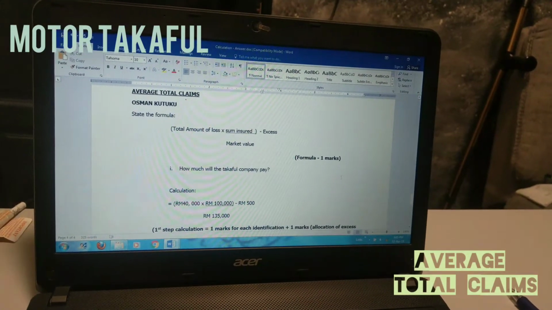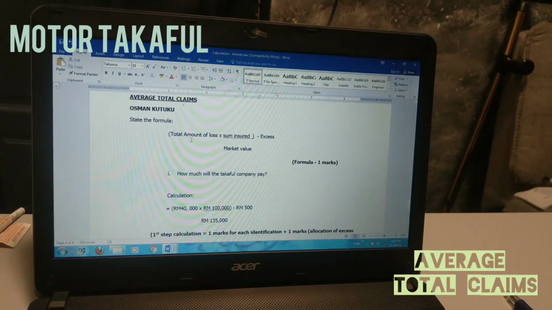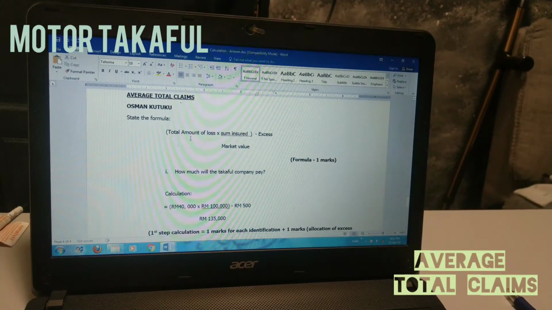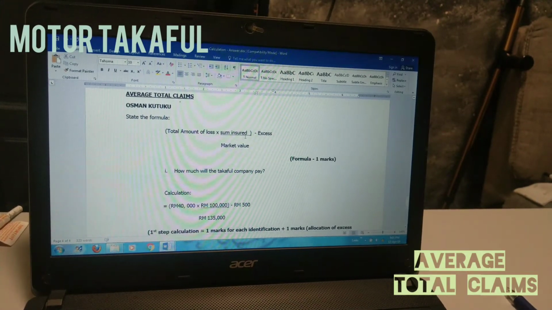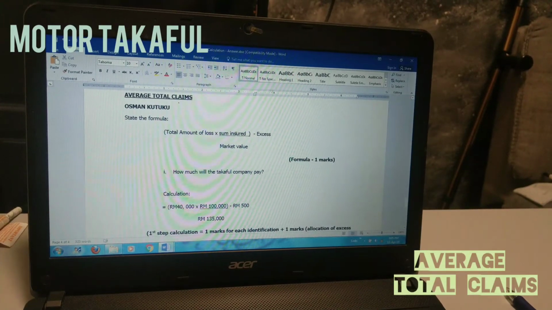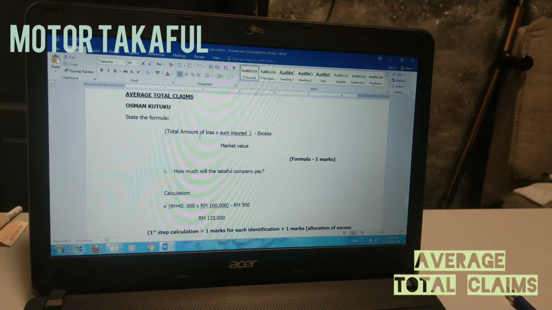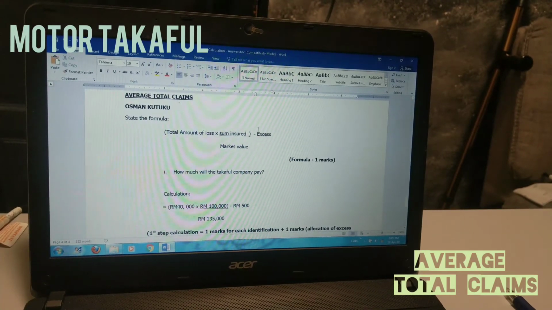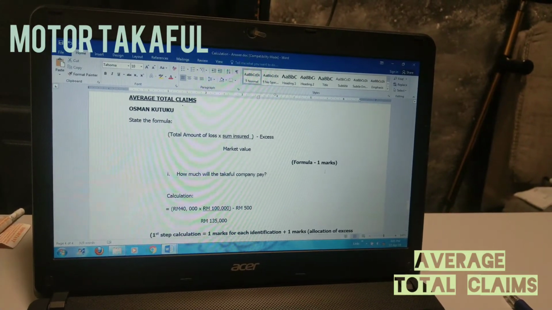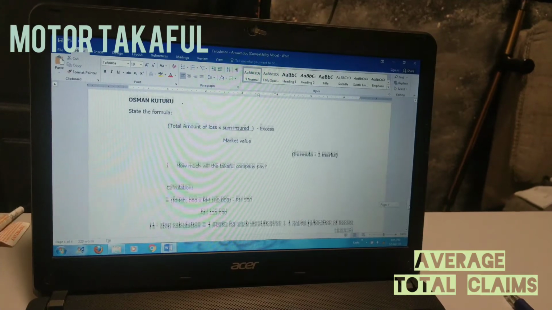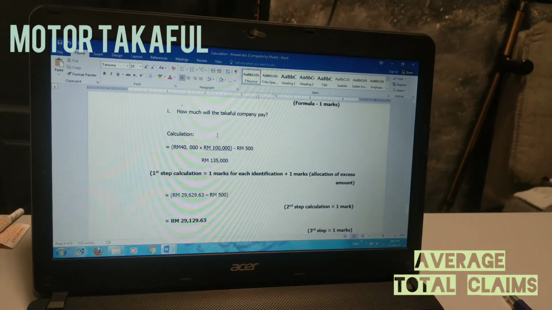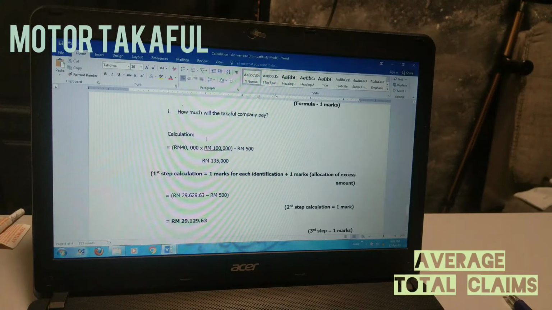This is the formula. Average total claim: the amount of loss times sum insured of the car divided by the market value. So in other words, sum insured divided by market value times the amount of loss, and you will deduct the excess if any.